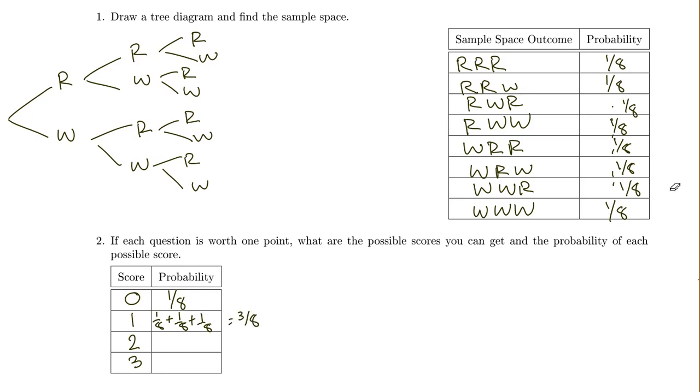Now for 2 points, look for everything with 2 R's. So here, here, and here. So that's 3 of them again, so 3/8. And finally, to get 3 points, you have to get them all correct. Right, right, right, which is only one way to do it, so 1/8.